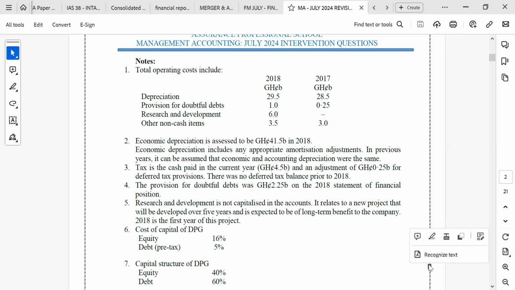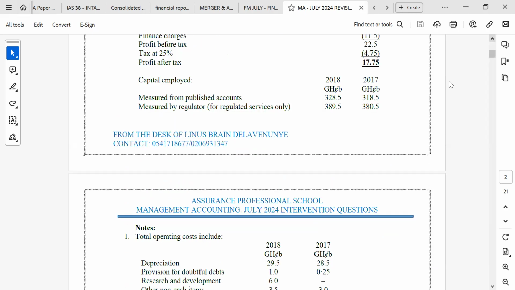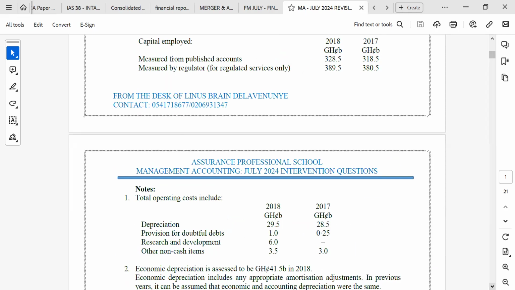Okay. So let's come to the tax issue, the 3. Tax is the cash paid in the current year. What is the tax paid? 4.5, isn't it? All right. An adjustment of 0.25 million for deferred tax provision. There was no deferred tax balance prior to 2018. Let's come to the tax that we are getting over here. What is the tax that has been taken away from our profits? 4.75. Okay. But what is the cash paid for the tax?